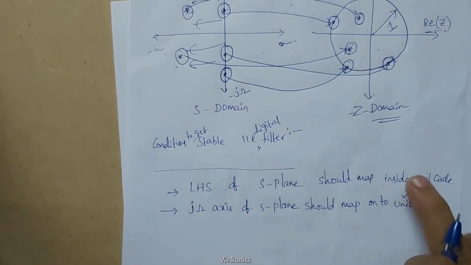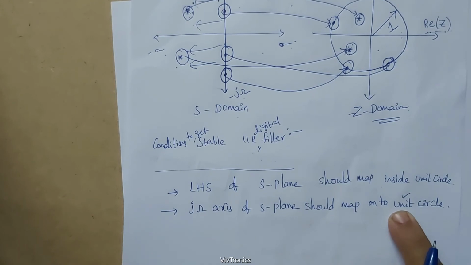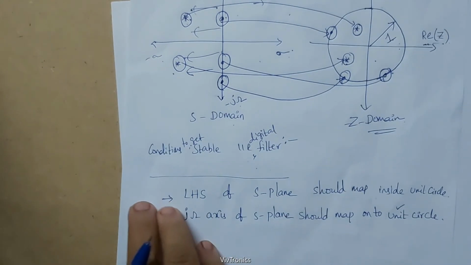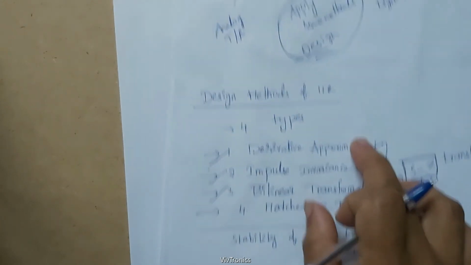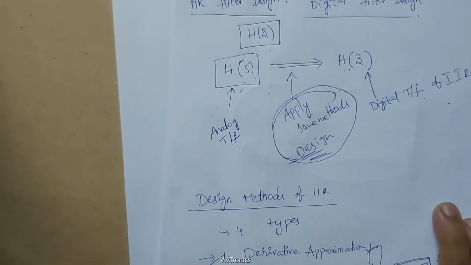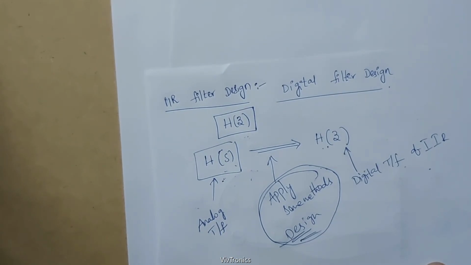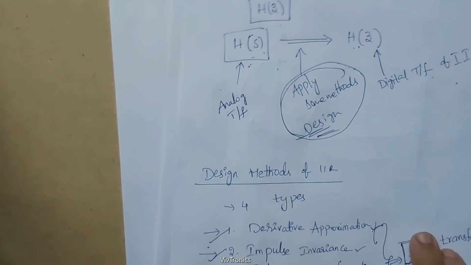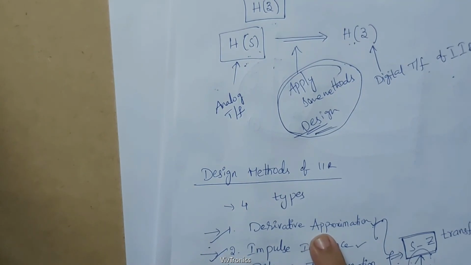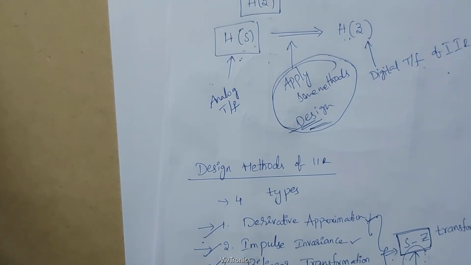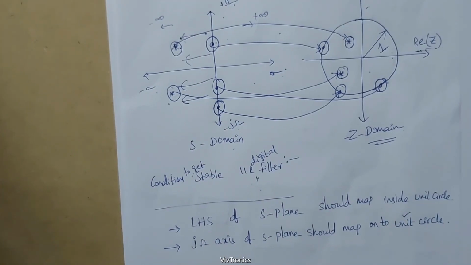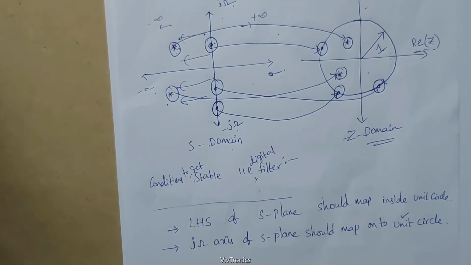These are the two conditions that have to be satisfied to design an IIR filter using any of the three methods. So this is the introduction to digital IIR filter design, and next we will see the derivative approximation method and how to solve problems on it. Thank you. I hope this lecture is informative, and we'll proceed with the next topic, the derivative approximation method.